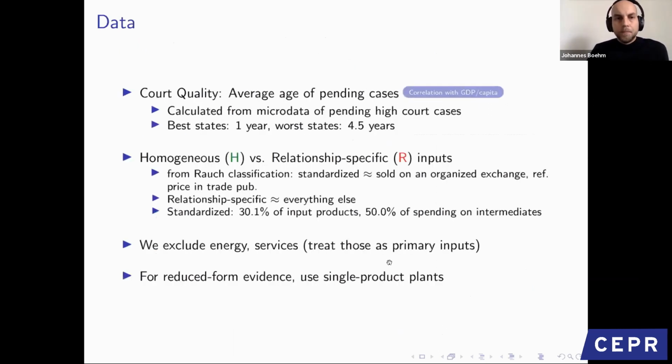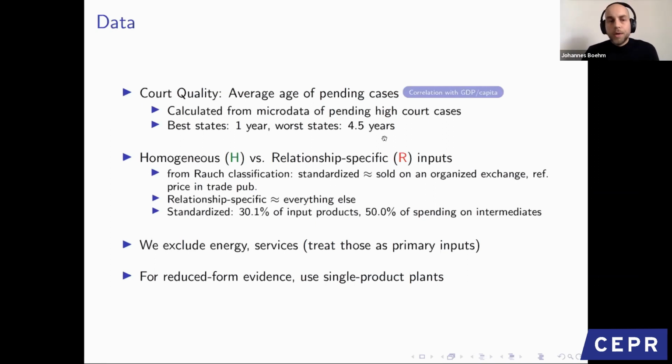Okay, we are going to link that to the quality of courts of justice. So in India, the speed of enforcement is a big problem. So a measure of court quality is the average age of pending cases. We do that for high courts because we think that these are the most relevant courts for the firms. And we calculate this average age of pending cases from microdata on all pending high court cases. Okay? So this average age of pending cases is varying between 1 year in the fastest states and 4.5 years in the slowest states.